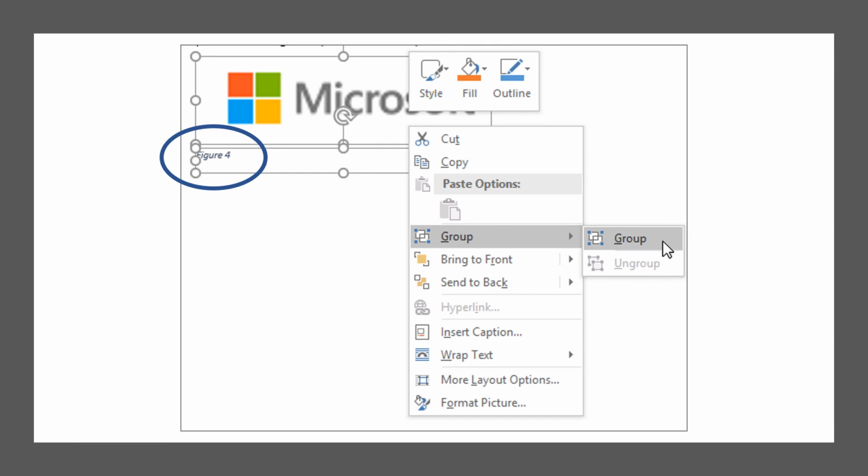Good. So here you can also group things. Notice that you have a picture, and then you need to group it with the label of figure 4. Remember, the grouping tool can be really, really helpful.